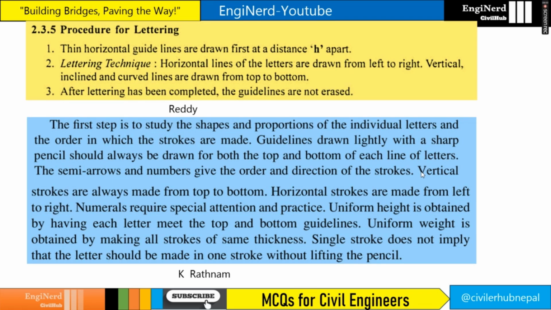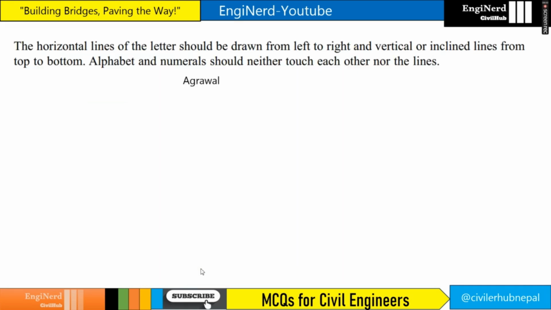And similarly for lettering, another writer Reddy also says that horizontal lines of the letters are drawn from left to right and the vertical, inclined and curved lines are drawn from top to bottom. Another writer K. Ratnam also says horizontal strokes are made from left to right and verticals are made from top to bottom. Again, another writer Agarwal also says horizontal lines of letters should be drawn from left to right and verticals or inclined lines from top to bottom.